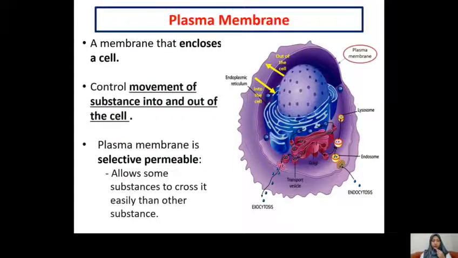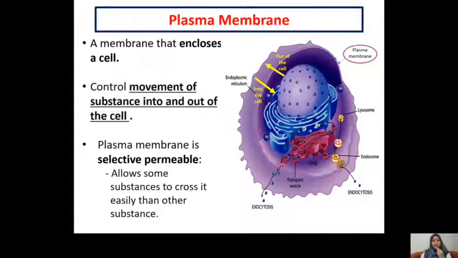Alright, so before we start, I would like to do a bit of recap. I hope everyone knows that animal cell and plant cell both consist of the plasma membrane. So what is the plasma membrane? It's a membrane that encloses a cell. So this is the structure of plasma membrane. It is the outermost layer of any cell. The function is to control the movement of substances going into the cell or going out of the cell. Any substances going in or out of the cell need to pass through the plasma membrane. However, one of its characteristics is that it is selectively permeable.